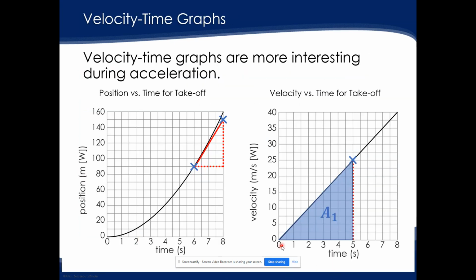Then if we're trying to find our velocity at 7 seconds on a velocity time graph, we go over to 7, we go up, oh hey look, 35.